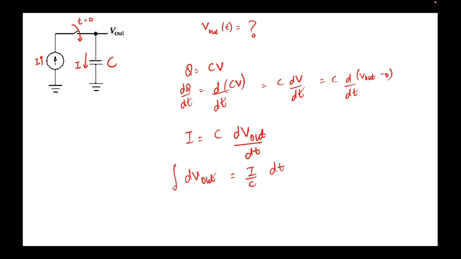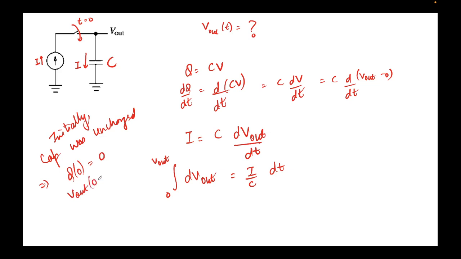So if I integrate it from 0 to V out, kindly note that initially the capacitor was uncharged. This implies Q0 was 0, or we can say that V out at time t equal to 0 was 0. Hence the lower limit is 0. Similarly, at time t equal to 0, the output voltage was 0, and this is up to a certain time t. If I integrate it, it will come out to be V out minus 0 equal to I by C times t minus 0. This gives V out equal to I by C times t.